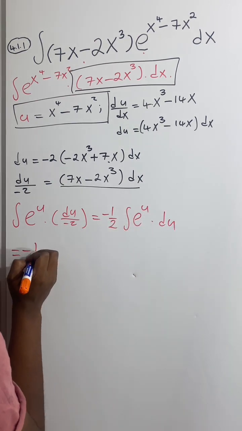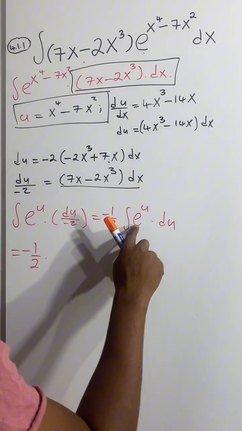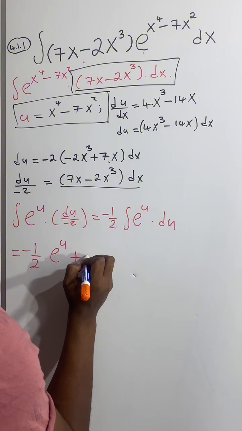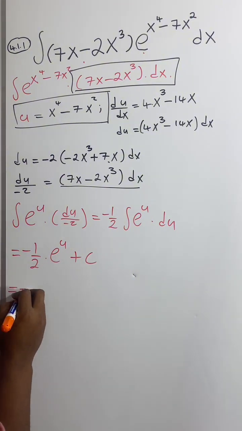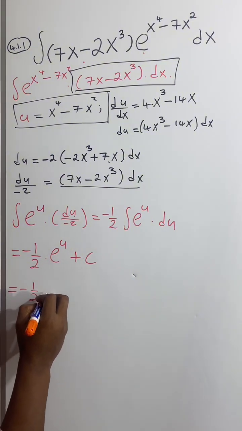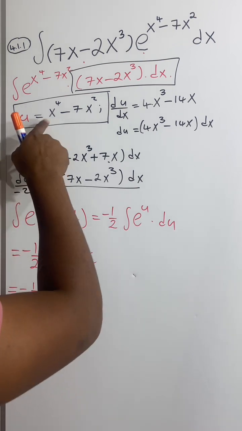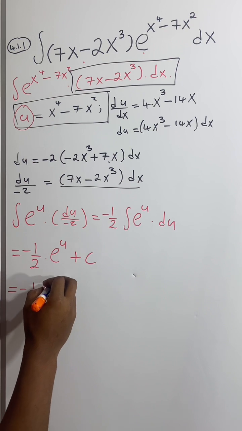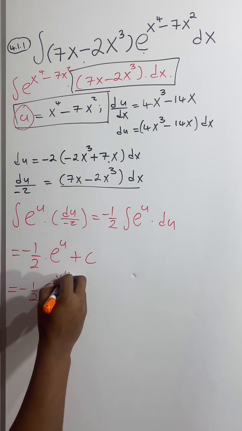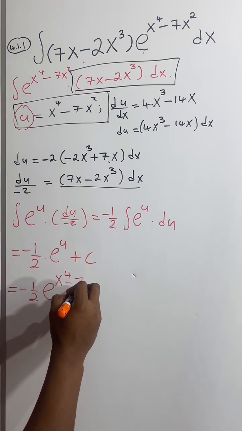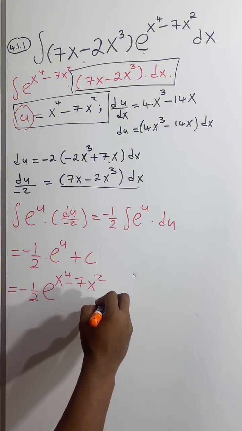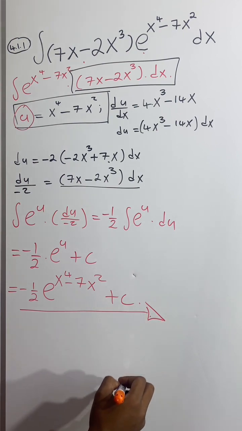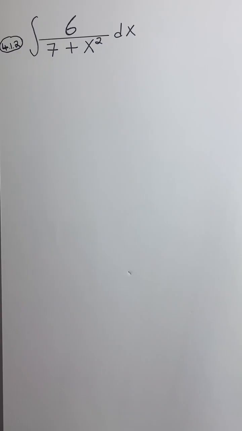So that negative 1 over 2 multiplied by the integral of e to the power u is e to the power u plus c. Our integral being in the form of x and not u, we substitute x to the power 4 minus 7x squared in the place of u. And this will be the answer for question 4.1.1.